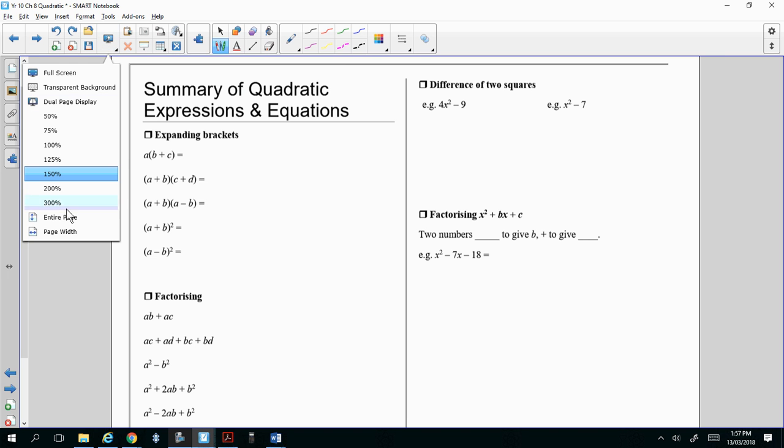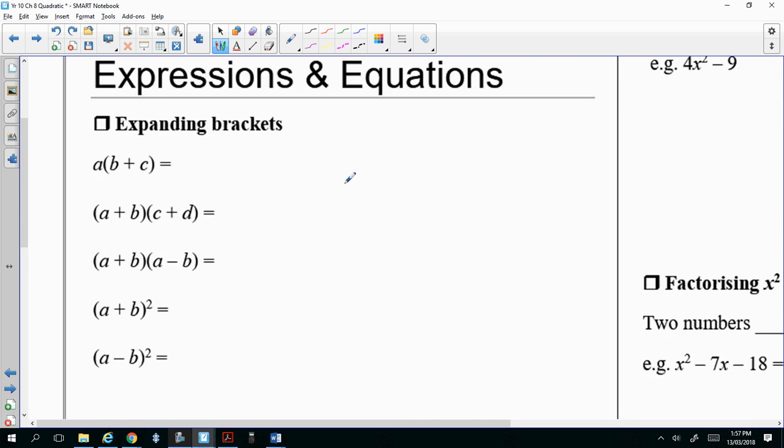Today we're going to do a summary of this topic. This topic is very long, so make sure you pay full attention for your next test. All right, expanding brackets, we'll do this. A times B, A times C. So you go A times B plus A times C, which is AB plus AC.